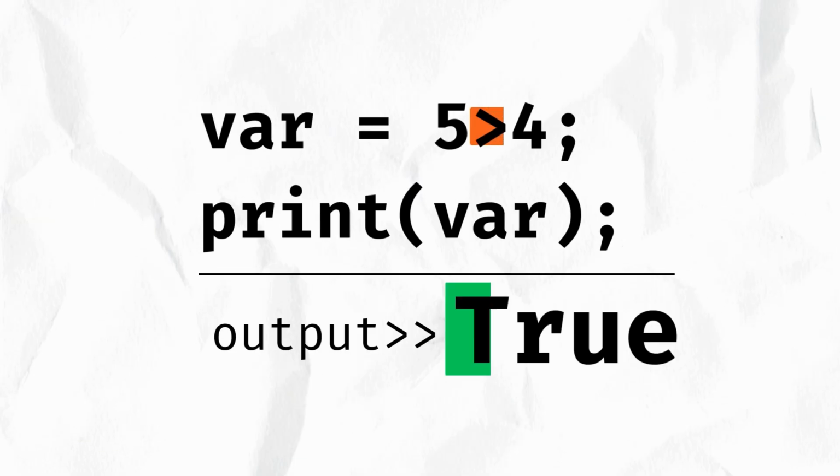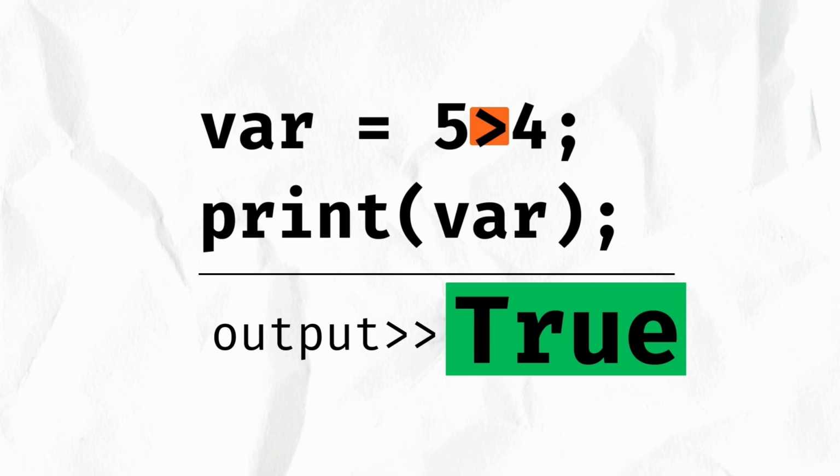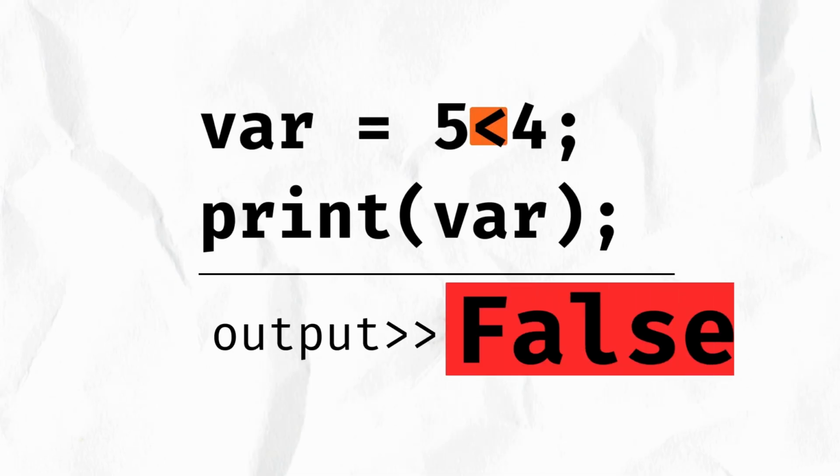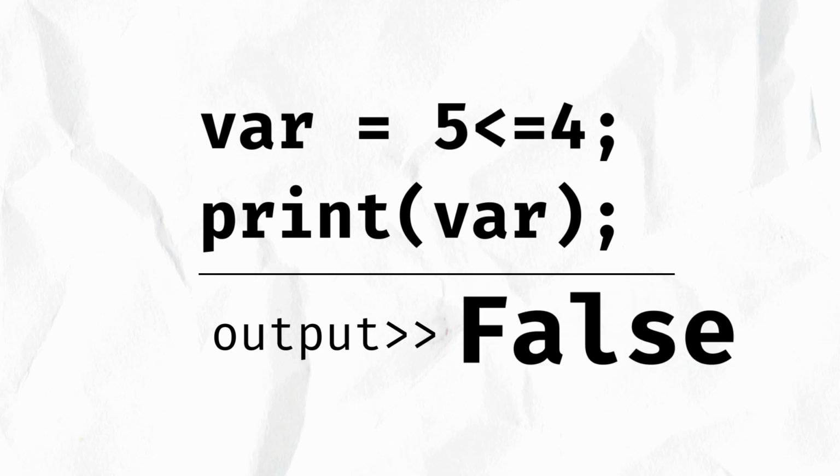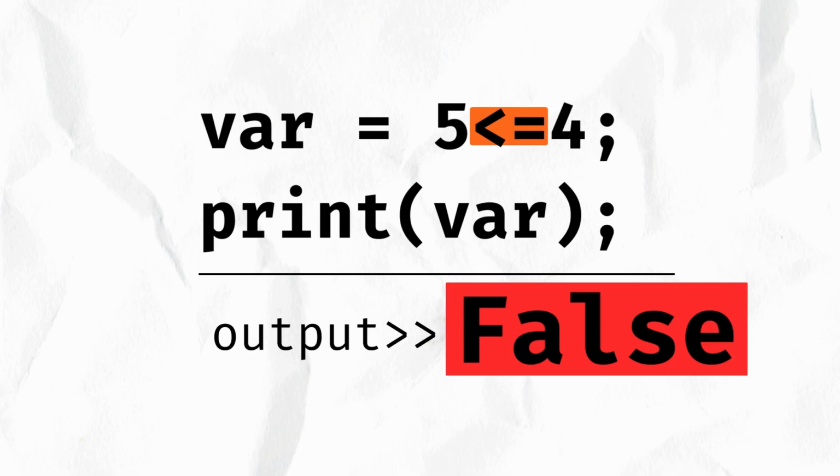You use the greater than sign for 5 greater than 4, which is true because 5 is greater than 4. You use the less than sign for 5 smaller than 4, which is false because 5 is greater than 4. You use the greater than and equal signs for 5 larger than or equal to 4, which is true because 5 is greater than 4. You use the less than and equal signs for 5 smaller than or equal to 4, which is false because 5 is greater than 4 and does not equal 4.